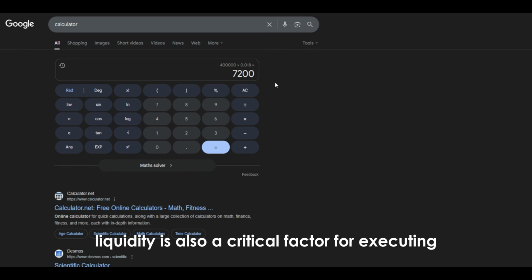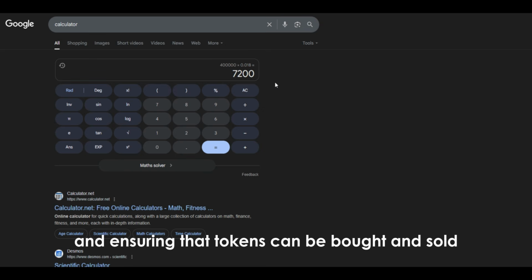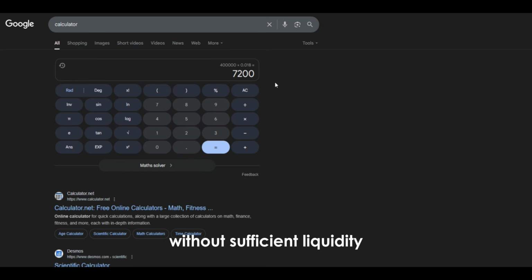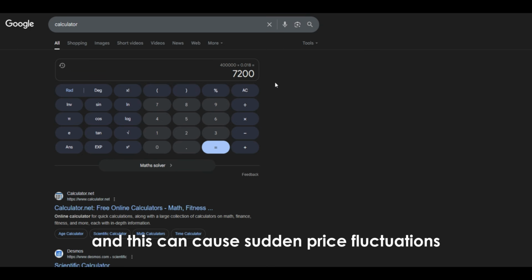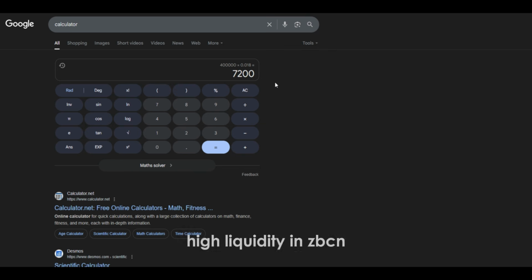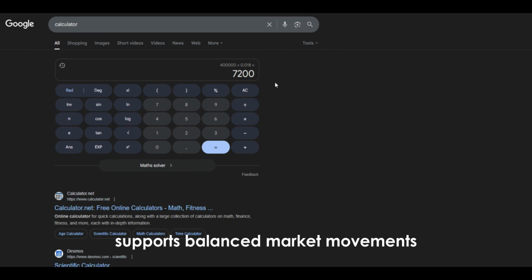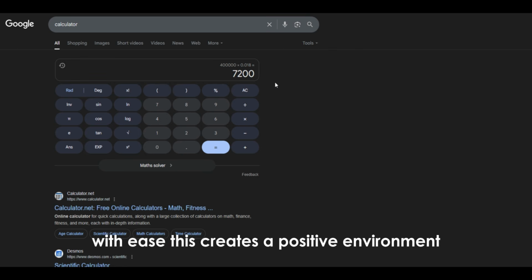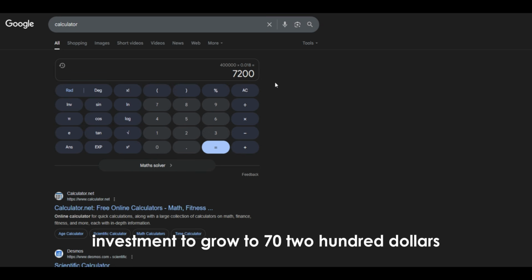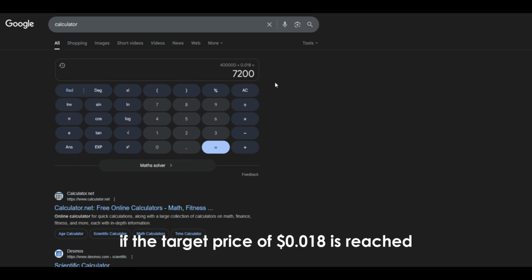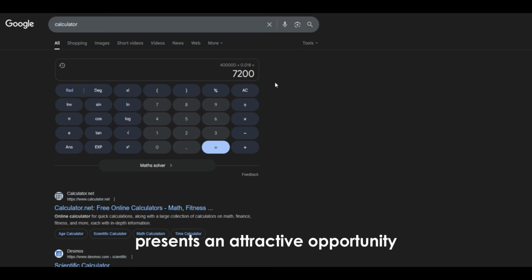Liquidity is also a critical factor for executing investments and ensuring that tokens can be bought and sold. Without sufficient liquidity, investors may face difficulties in making large-scale trades, and this can cause sudden price fluctuations. High liquidity in Zbcn supports balanced market movements and enables even large investors to enter and exit positions with ease. This creates a positive environment in terms of both confidence and stability. From an investor's perspective, the potential for a $2,000 investment to grow to $7,200 if the target price of $0.018 is reached presents an attractive opportunity.